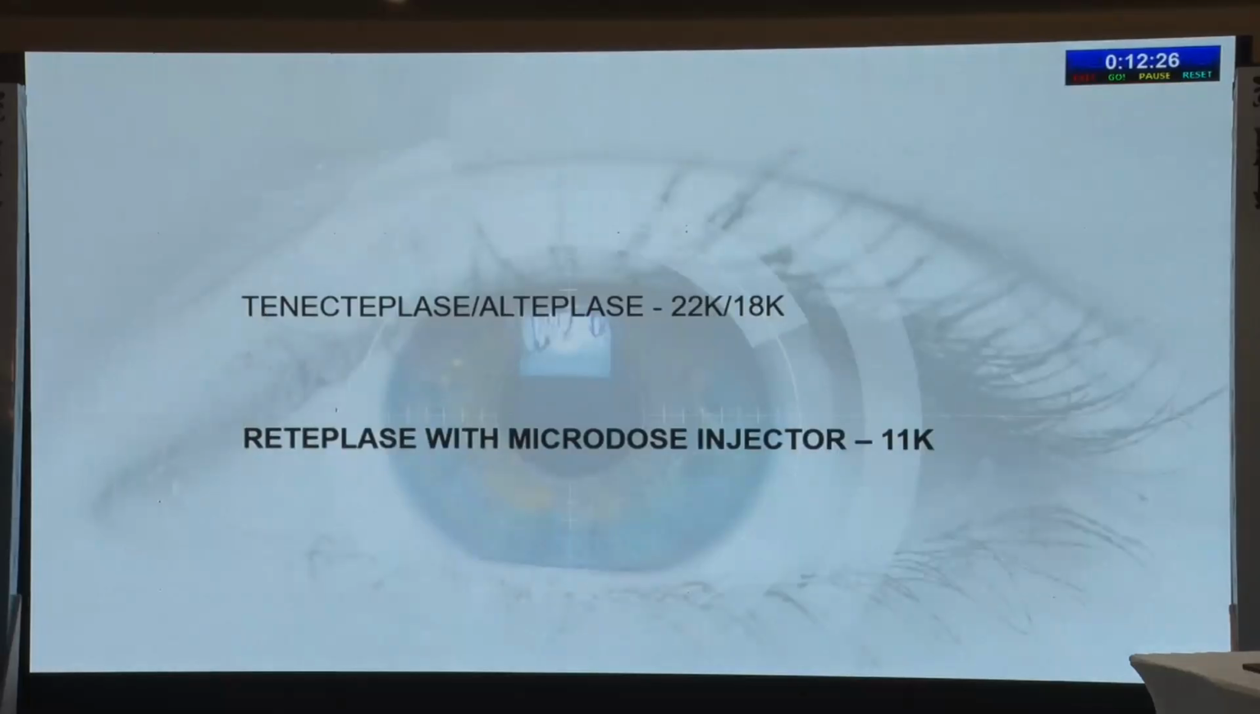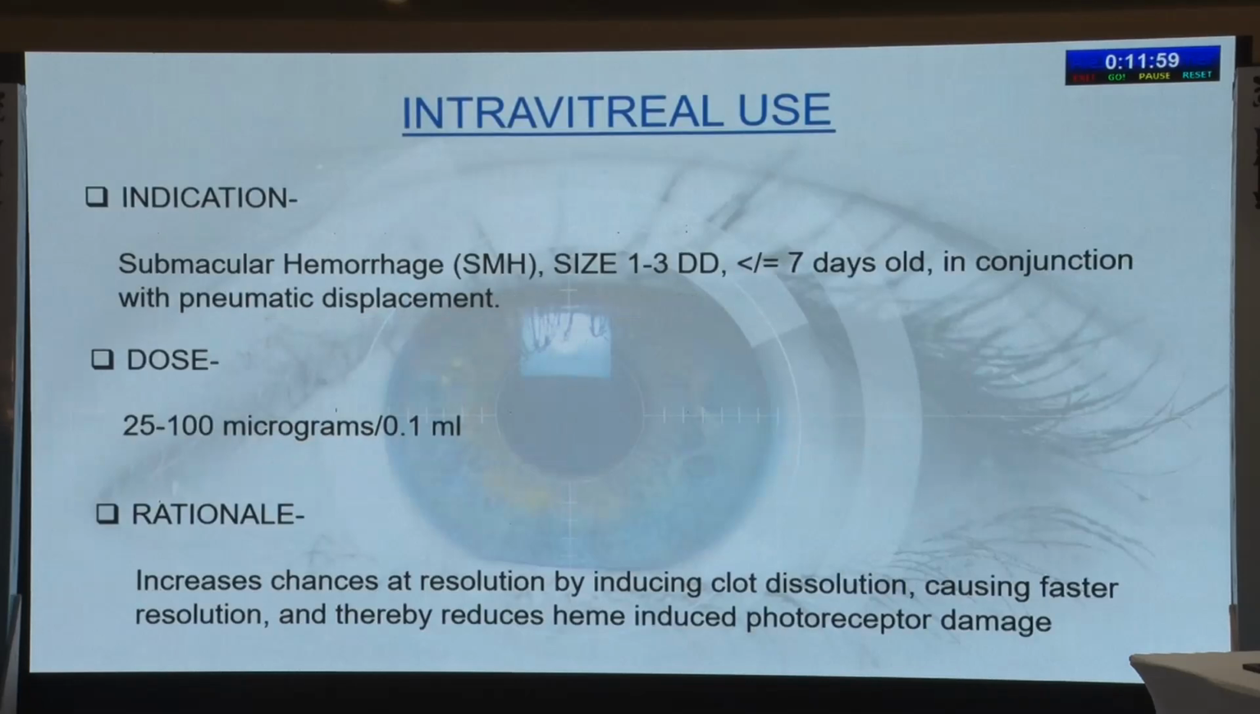So if we use a tenecteplase or an alteplase, it would cost you a recurring cost of around 20,000 rupees. But if we use a reteplase with a microdose injector, which is not a reusable one, it's a one-time use, it will cost you around 10,000 rupees. Reteplase comes in 2 vials in one box, and each of the vials is a single use. So in one box you will have a tPA worth of 2 uses.